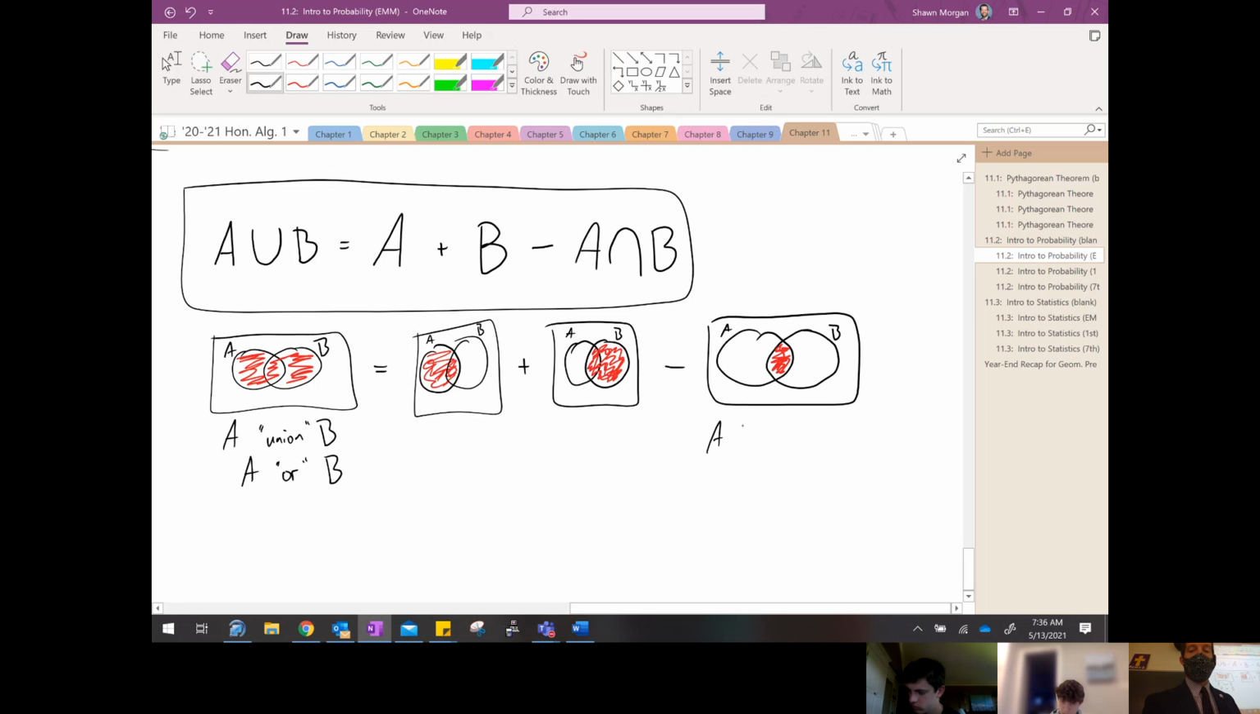That's called A intersect B. What shorthand word do you think we use? It's not "or." It's "and." Right. So that's the formula, sort of in a nutshell.